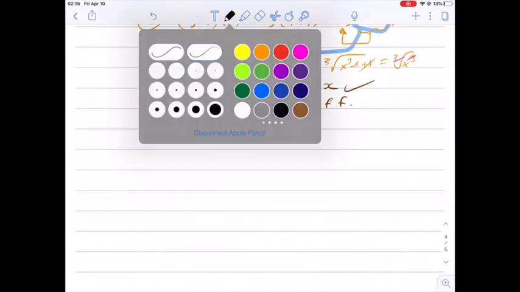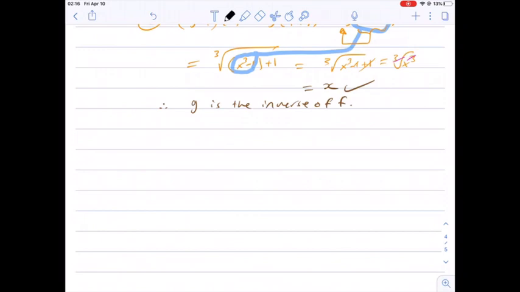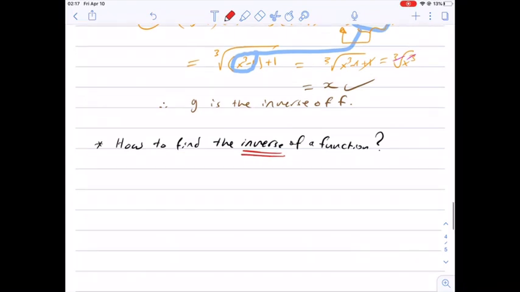Now, how to find the inverse? Now we learned how to check if a given function is the inverse of another function. Now, how to find the inverse of a function? Before I start, I want to start with a notation. The inverse of the function f of x is denoted as f negative 1 of x.